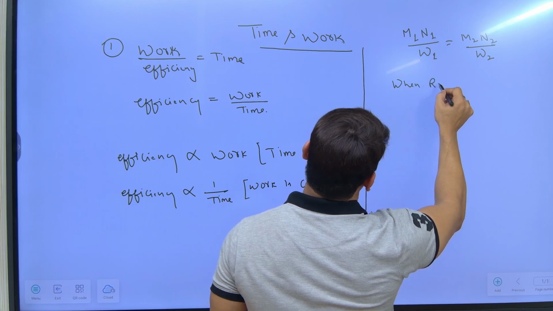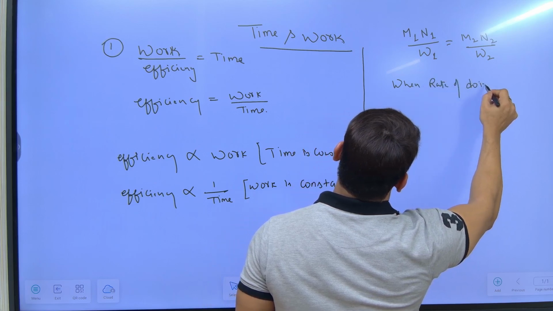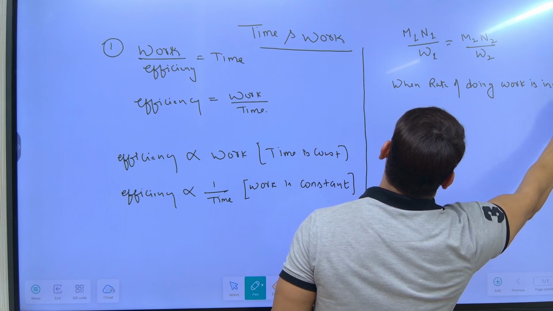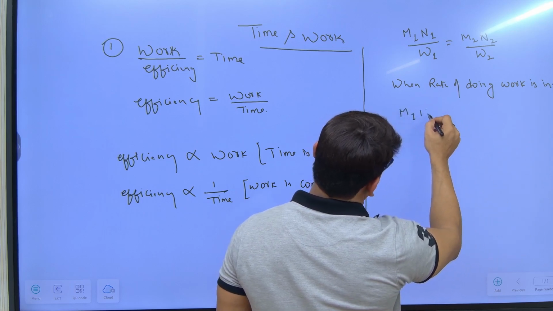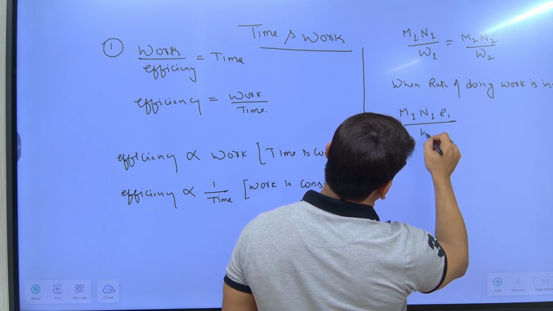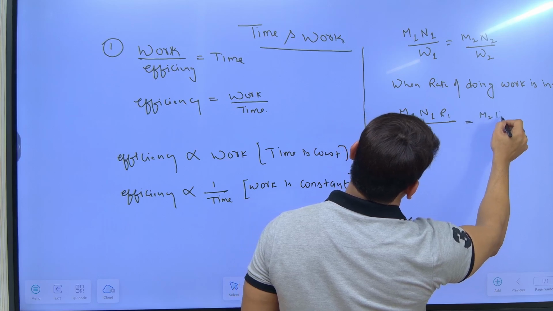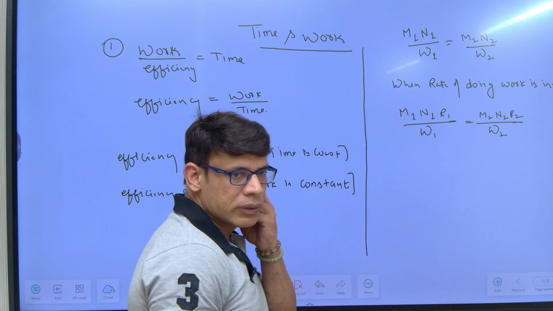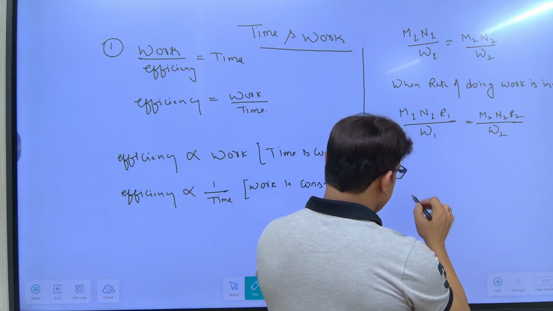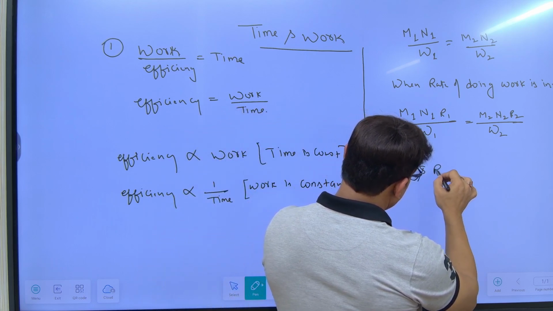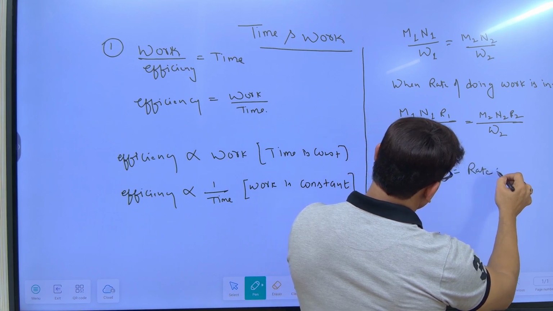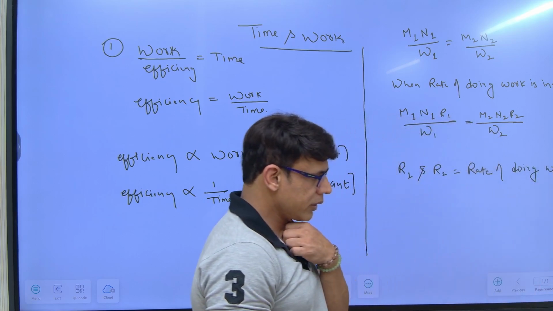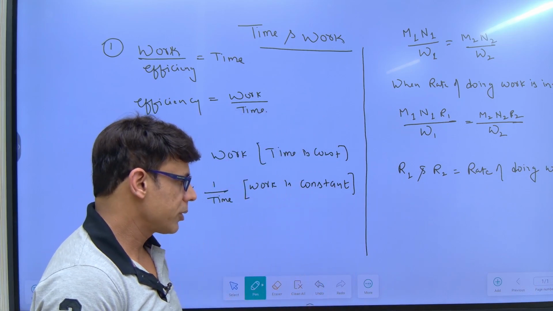So when rate of doing work is involved, then it will become M1 N1 R1 upon W1 is equal to M2 N2 R2 upon W2, where R1 and R2 are rate of doing work, also called efficiency.